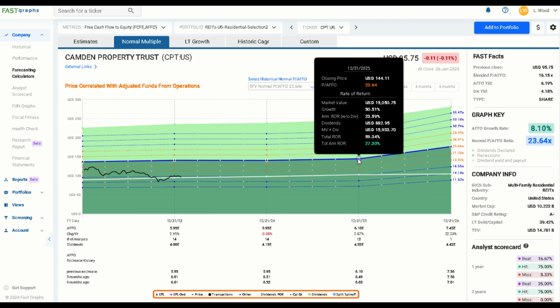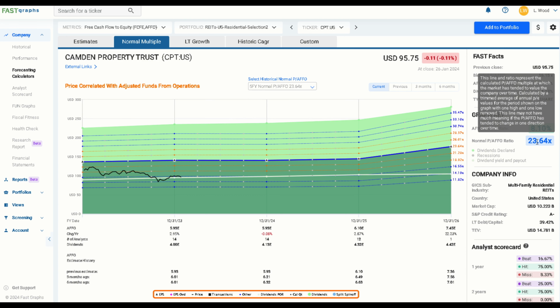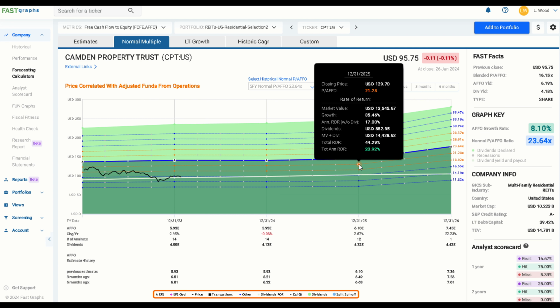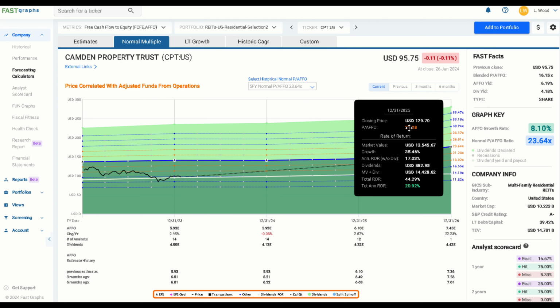Looking out to the end of 2025, a normal multiple of about 23 to 24 I think is probably a bit rich, but even if I went here to a sort of 21 times price to AFFO, which I think is reasonable, we're talking about an annualized rate of return of about 21%.